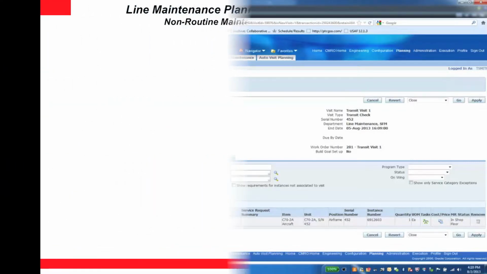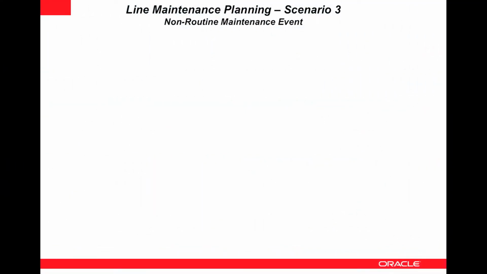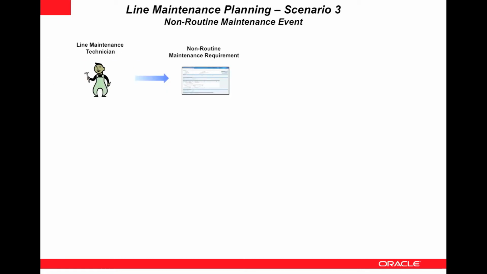In our third and last line maintenance planning scenario, we're going to talk about planning for a non-routine. In this case, the process starts with the creation of a non-routine, either as a result of a routine inspection or maybe a write-up from a logbook.